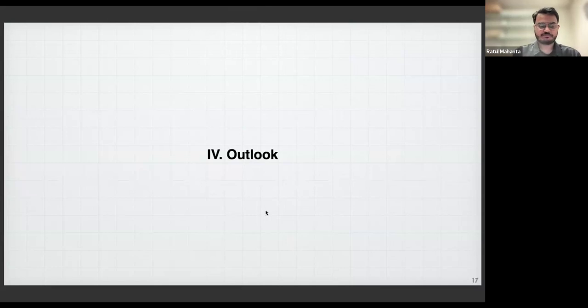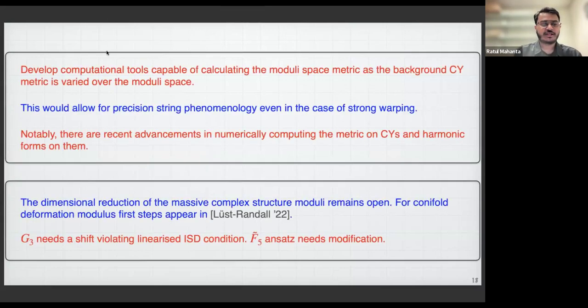Okay, now I will discuss some outlook. First of all, one can develop computational tools capable of calculating the moduli space metric as the background Calabi-Yau metric is varied over the moduli space. This should allow for precision string phenomenology even in the case of strong warping. So this can be one future direction. Notably, there are recent advancements in numerically computing the metric on Calabi-Yaus and harmonic forms on them, so we hope that this can in principle be done numerically.